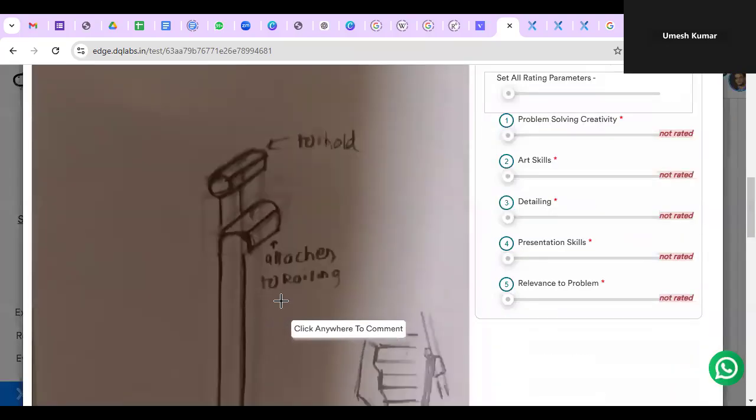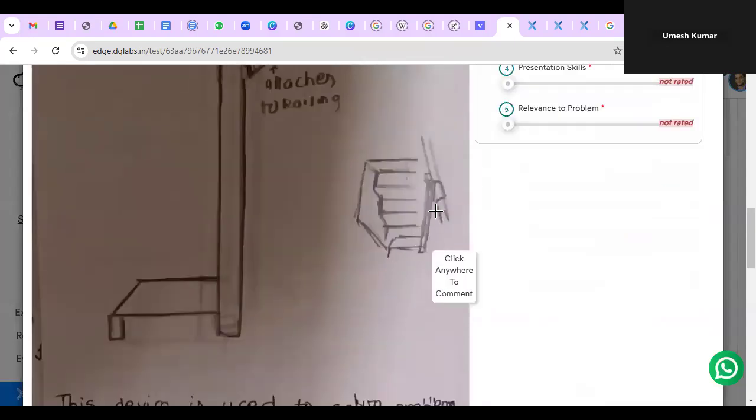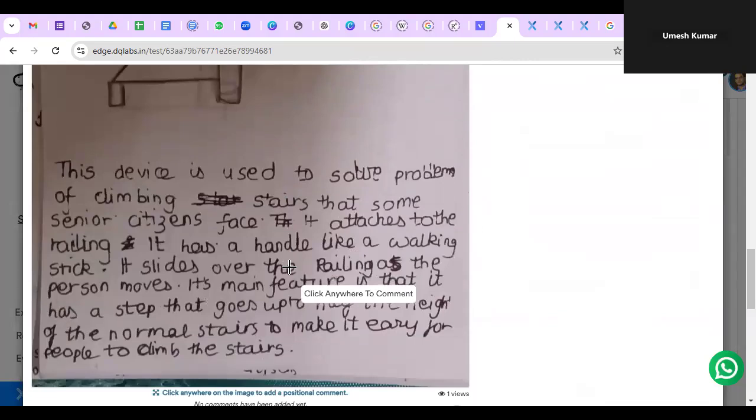To hold, okay. This device is used to solve the problem of climbing stairs that some senior citizens face. It attaches to the railing. It has a handle like a walking stick. It slides over the railing as the person moves.